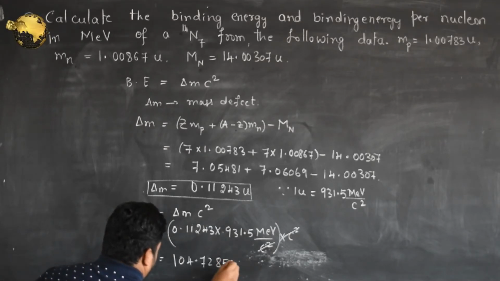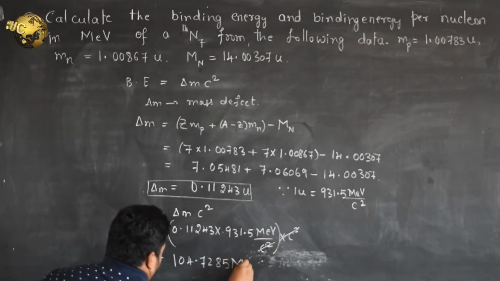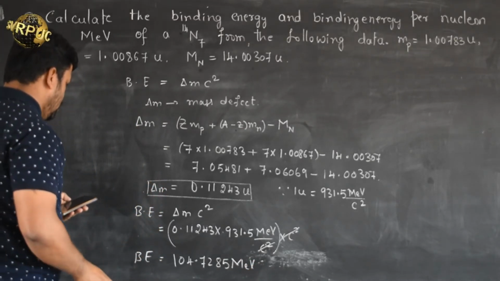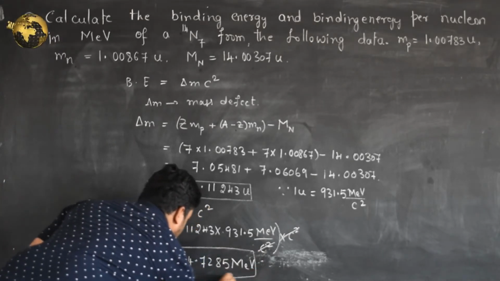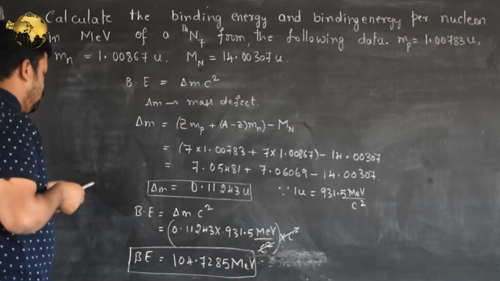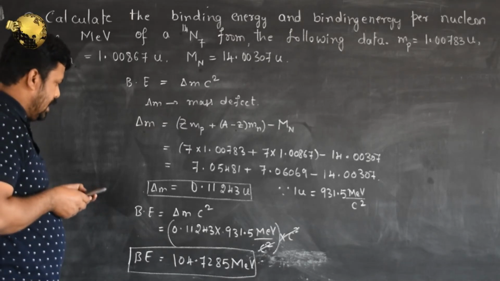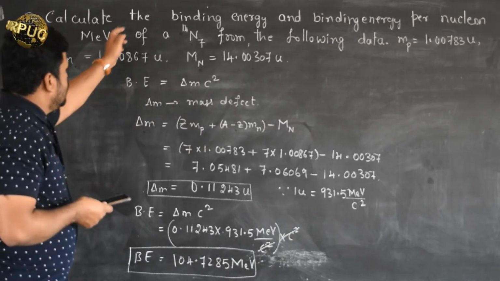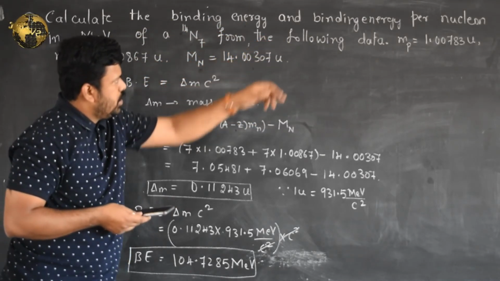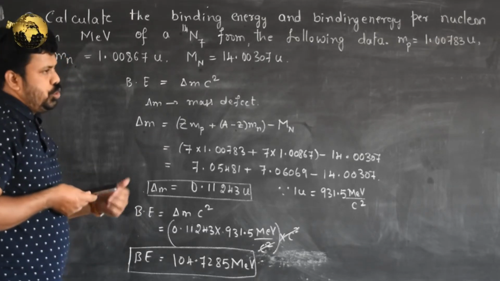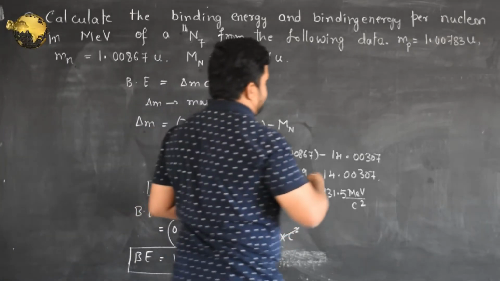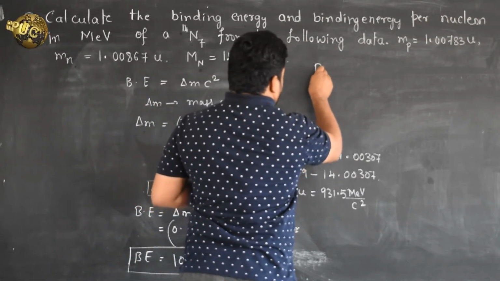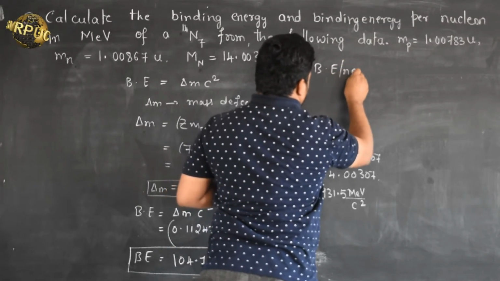Binding energy comes out to be 104.7285 mega electron volt. You can round it off. So the binding energy is done, and we need to calculate the binding energy per nucleon. It is also called specific binding energy. So binding energy per nucleon.